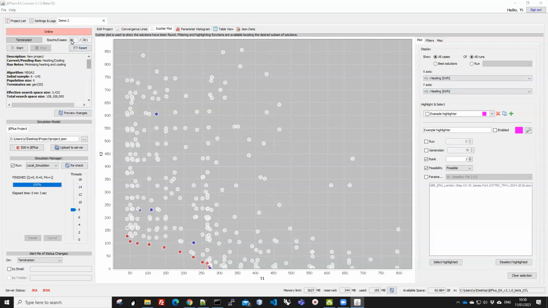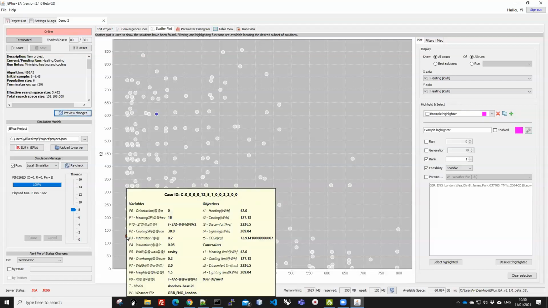Right, so we have finished our second run, and you see the cases are populated here. If you look at this one, that's our previous optimal heating case. So again, facing south, 18 degrees for the heating set point, and 30 degrees for the cooling set point.